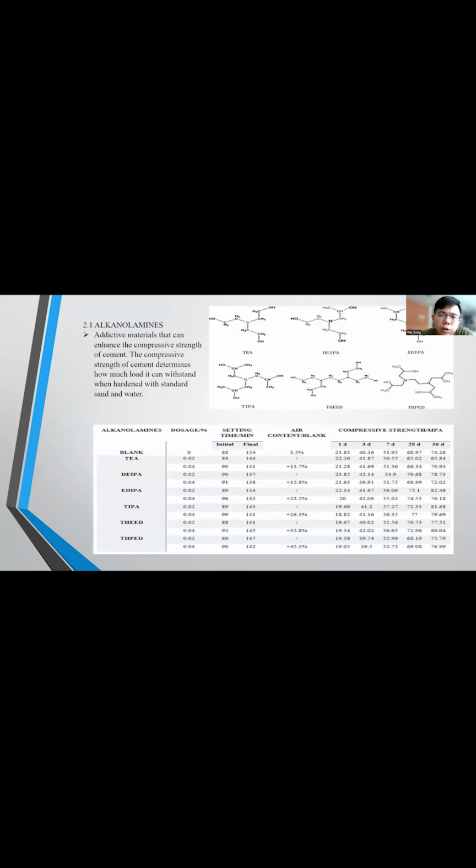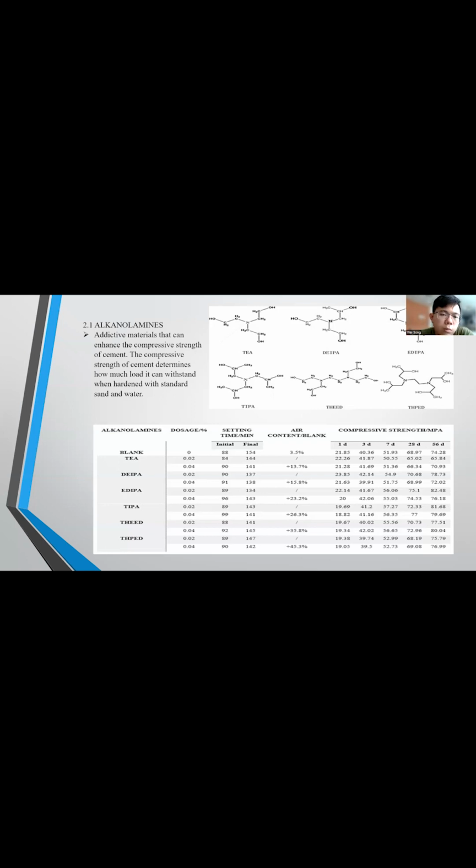To increase the compressive strength, we can use alkyl laminates, which is one type of cement additive. This is the sixth type of alkyl laminate we selected from many types of alkyl laminates. So this is the result. Below the table is the result of testing the compressive strength of the cement by adding the alkyl laminates. The compressive strength of the cement determines how much load it can withstand when hardened with standard sand and water.